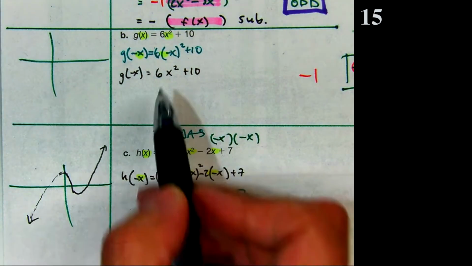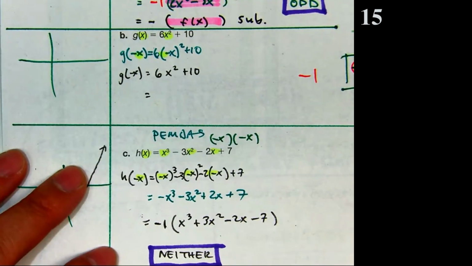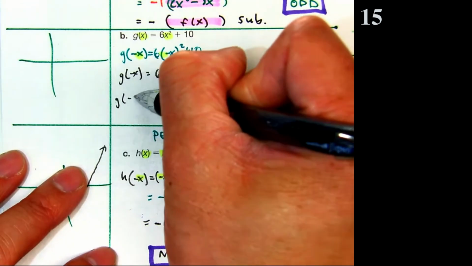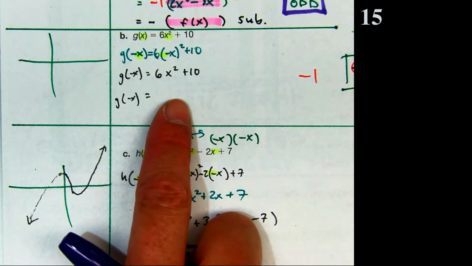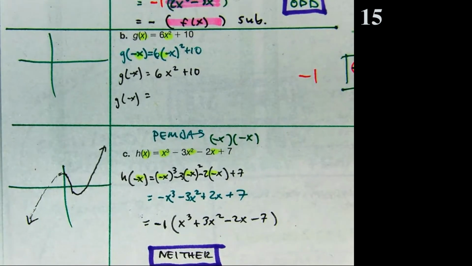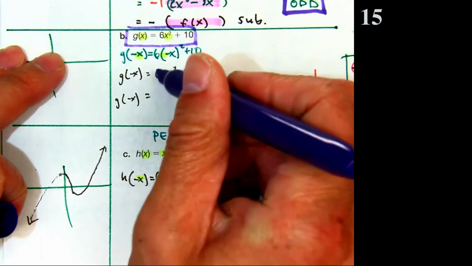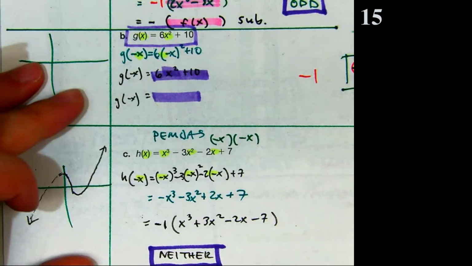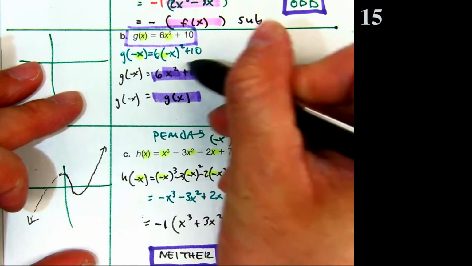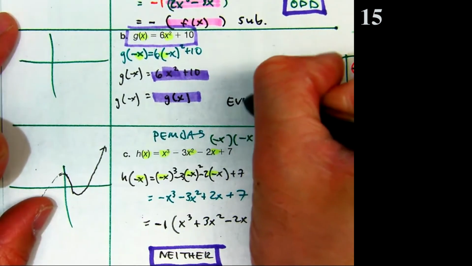Brenda, what do you notice about this? Okay, some of you guys did this. Raise your hand if you factored out a negative 1. Raise your hand if you did that. You don't need to. Let me show you why. Class, I see 6x squared plus 10. What am I going to write here? G of x. It's the original function. If it's the original function, the answer is even.